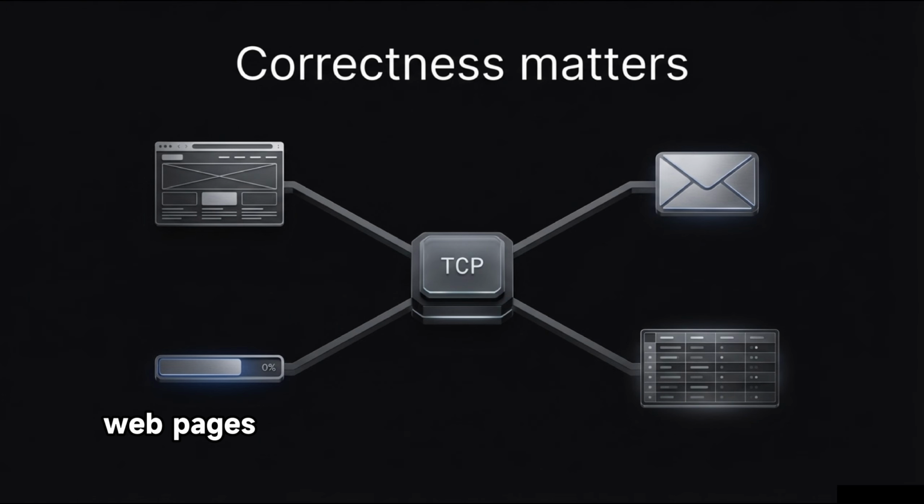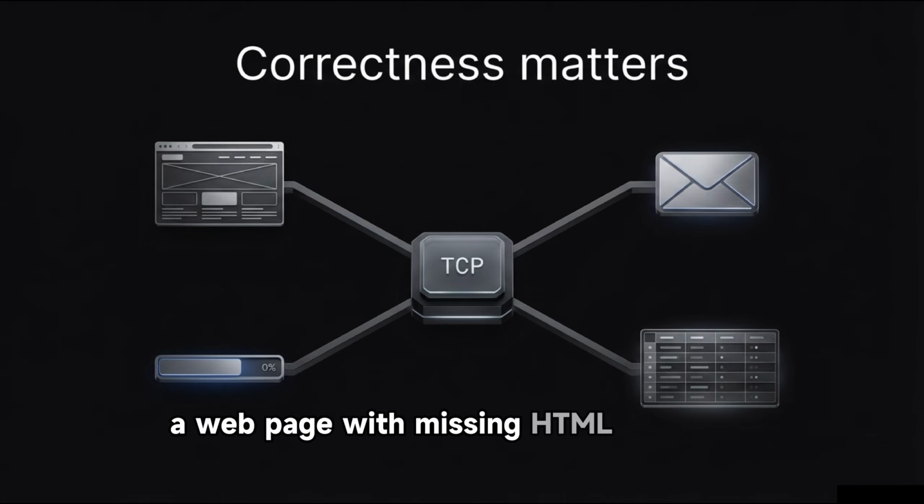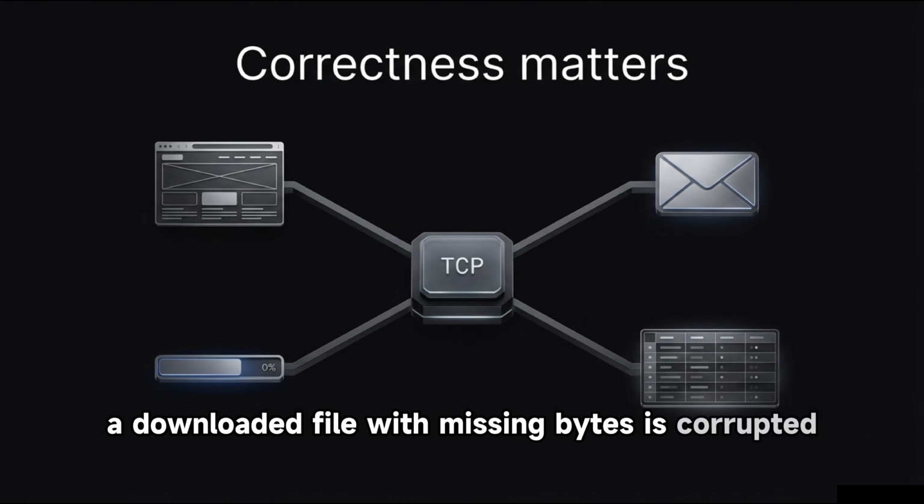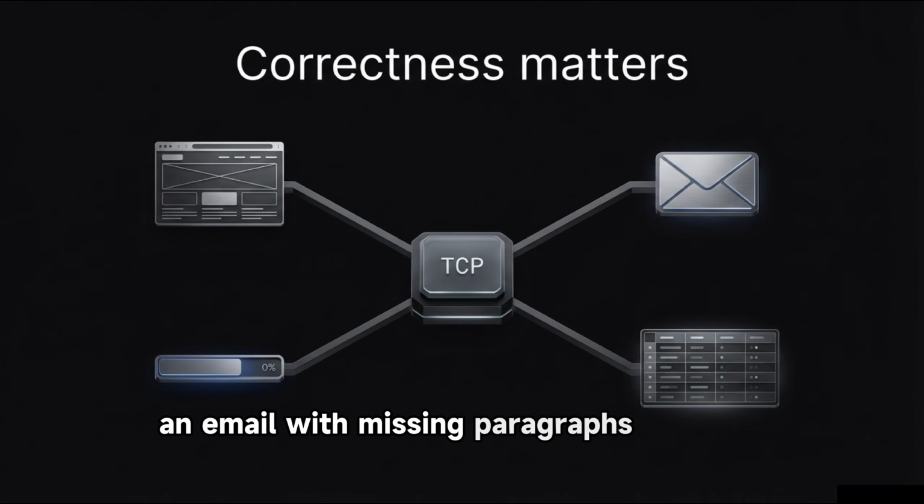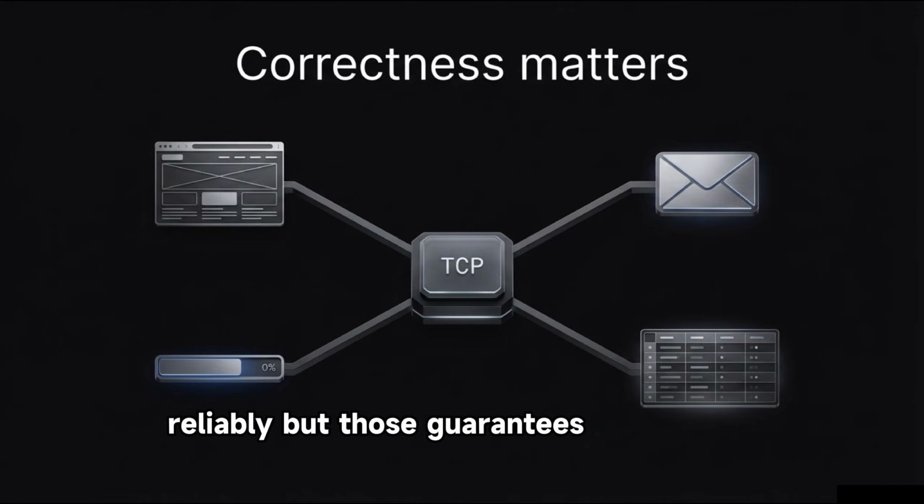Web pages, file downloads, emails, database queries. In every case, the data has to be complete and accurate. A web page with missing HTML is broken. A downloaded file with missing bytes is corrupted. An email with missing paragraphs is wrong. TCP's guarantees are what make these things work reliably, but those guarantees have a cost.